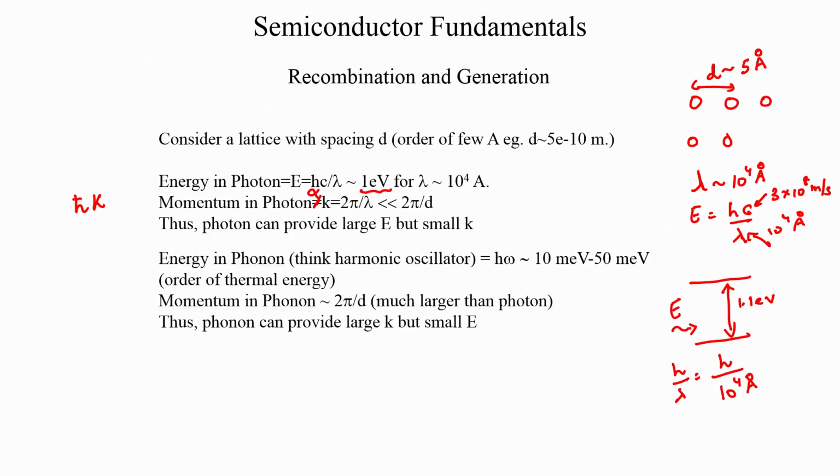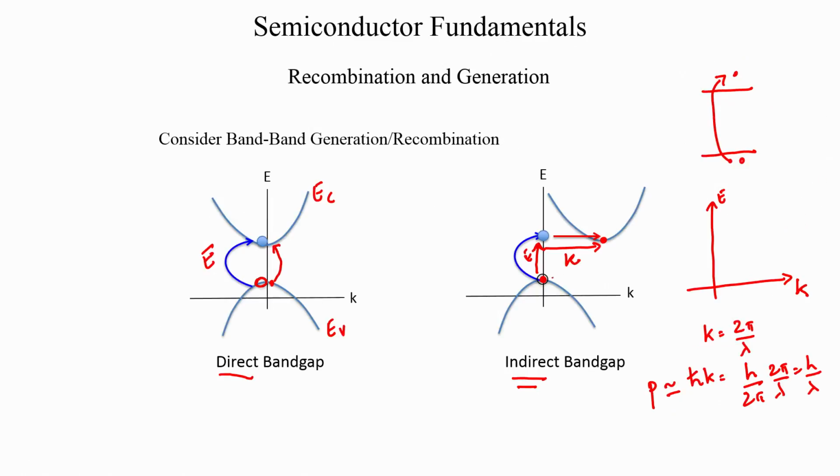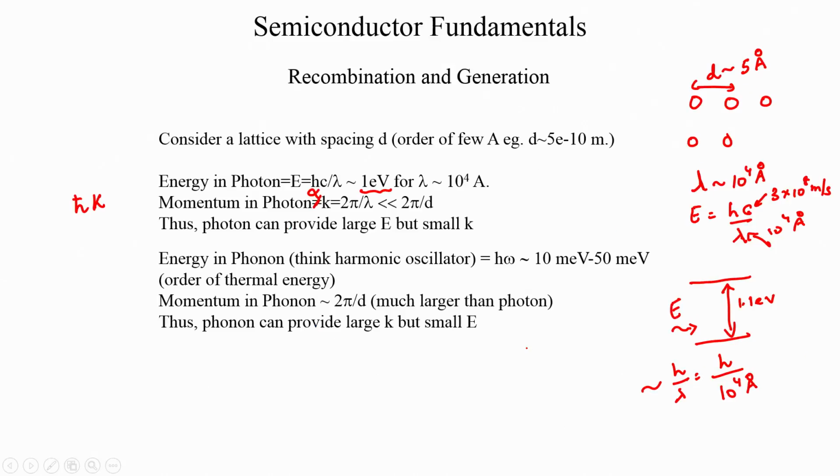So, we have the photon having a momentum that is h by 10 power 4 angstroms. So, that order. But what is the momentum that we are talking about when we look at this generation process? When we want a shift in k, what is the order of that? It is the order of h by d, where d is the spacing between the lattice. So, we need something that is equivalent to your lattice vibration, or a phonon's momentum.